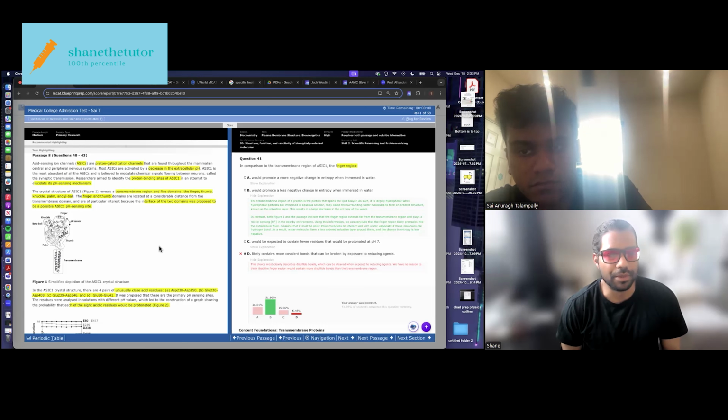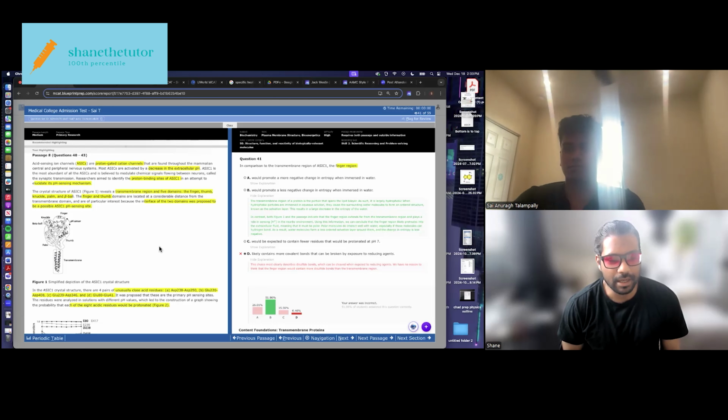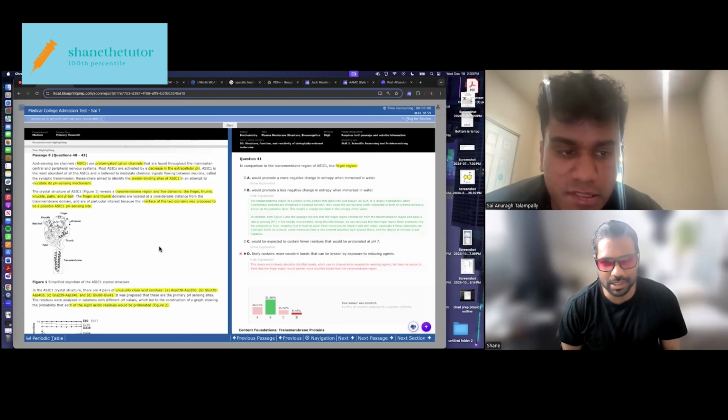But there's no indication that the finger region has more or fewer disulfide bonds than the transmembrane region, right? If it's exposed to water, couldn't we say that? Because transmembrane is more like hydrophobic regions. Well, you could say that the transmembrane has hydrophobic residues, and the non-transmembrane regions would be hydrophilic residues, but that doesn't tell you whether it has more or fewer disulfide bonds.